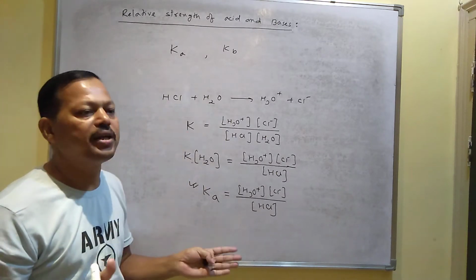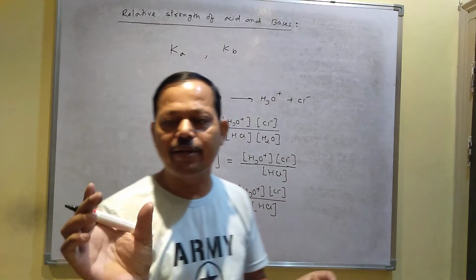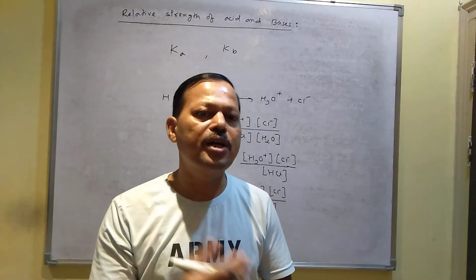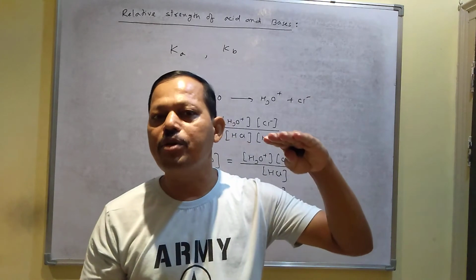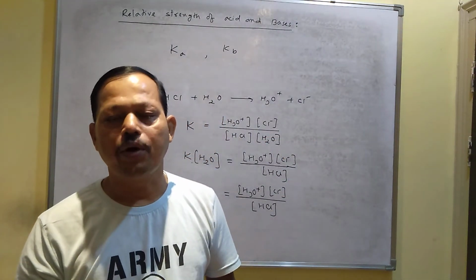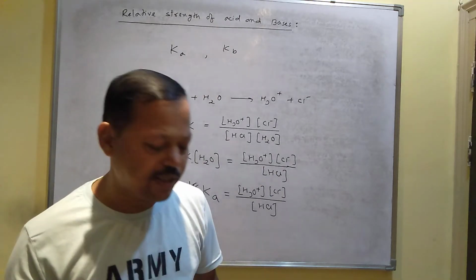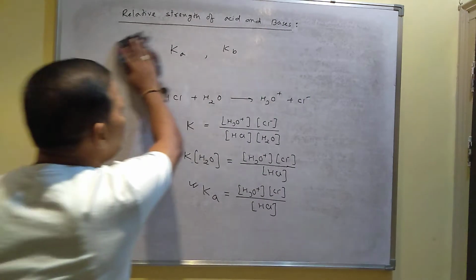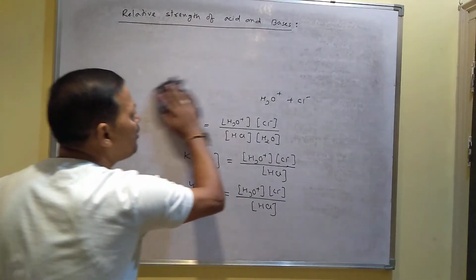So to find out the relative strength, suppose between hydrochloric acid and nitric acid, who is stronger, you have to know their Ka values. Whose Ka value is more? Depending on that, you can find out their relative strength, whether HCl will be stronger or nitric acid will be stronger. So different acids have different Ka values, and the Ka values are given in your book.